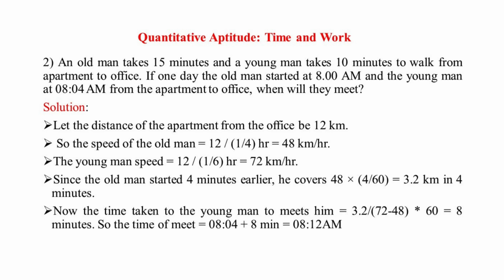Now the last step is the time taken by the young man to meet him: that 3.2 kilometers divided by the difference between the young man's and old man's speeds, 72 minus 48, multiplied by 60. If we do that, we will get 8 minutes. So 8:04 plus 8 minutes is 8:12 a.m. That is the time at which they both meet. Thank you.